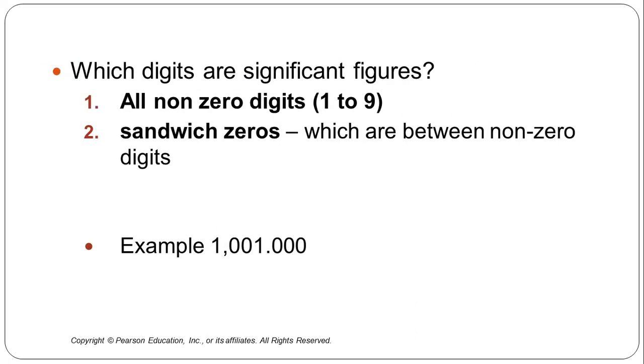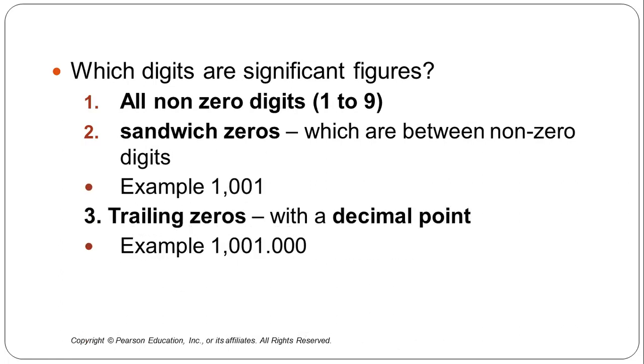Okay? Which digits are significant figures? First, all non-zero digits 1 to 9. The second, sandwich zeros which are between non-zero digits. So, halimbawa, itong example, 1001.000. Yung 1001, meron siyang sandwich zero. At yung 0.000 ay trailing zero naman siya. Okay? May decimal point kasi.